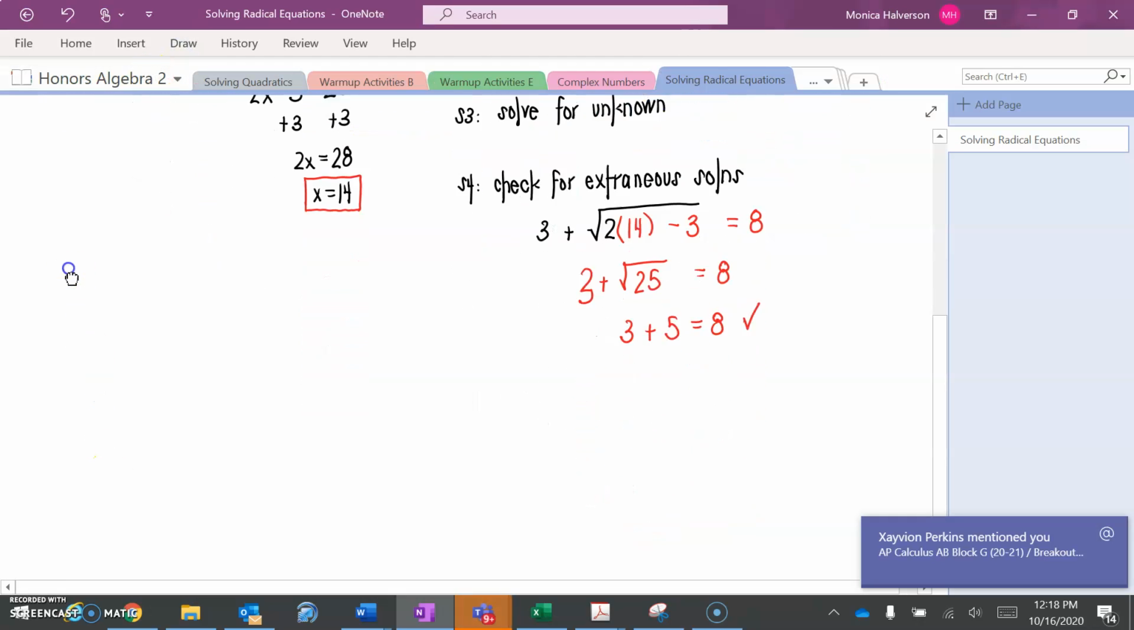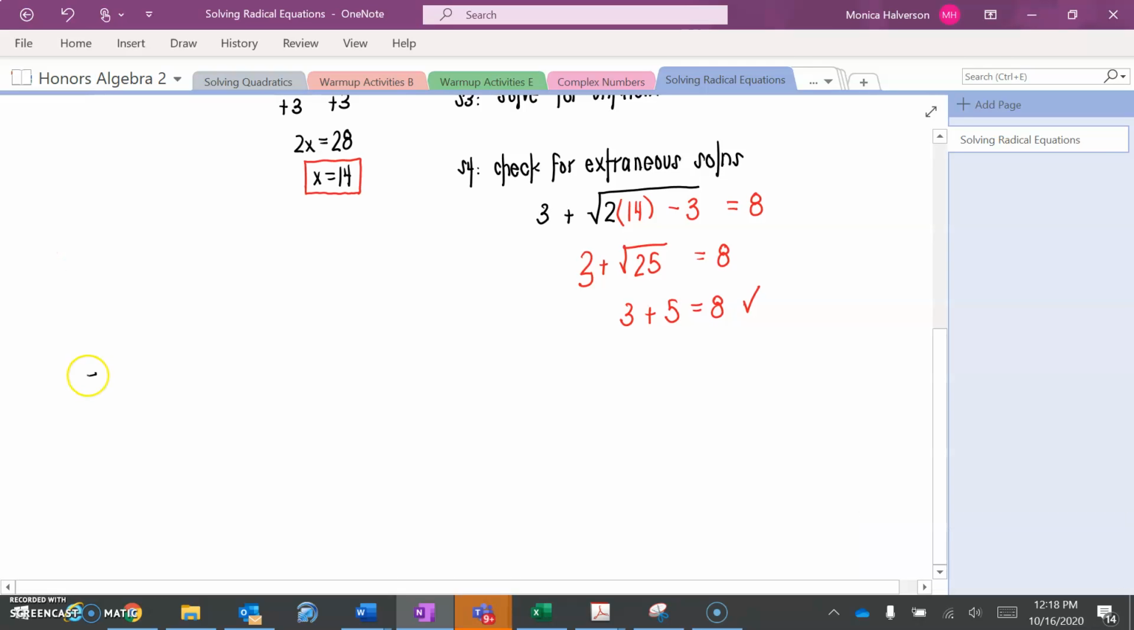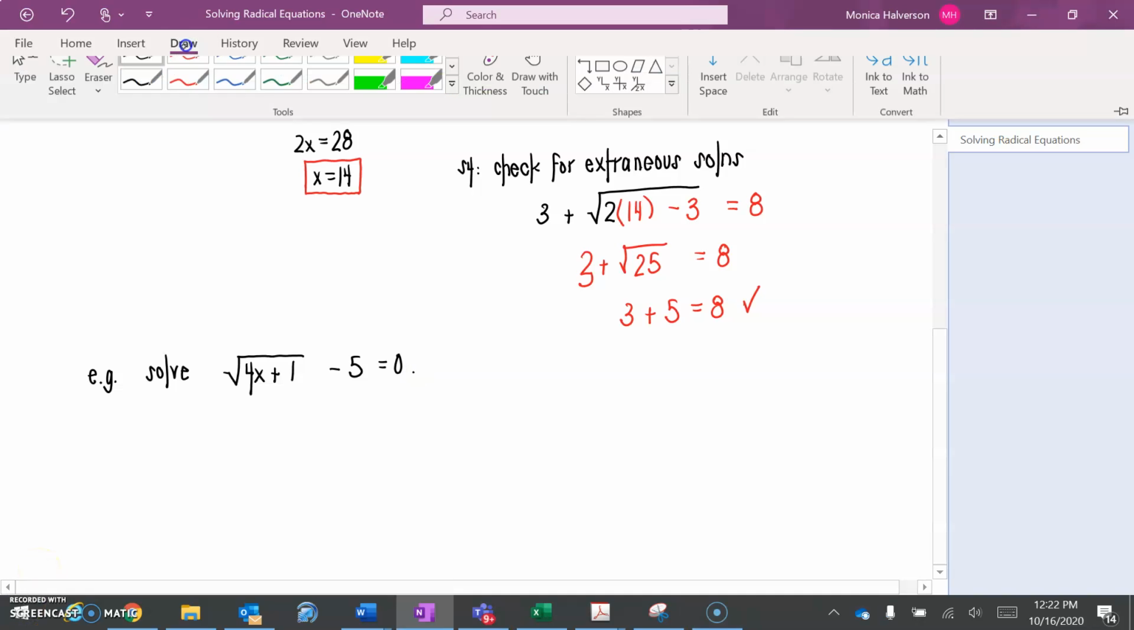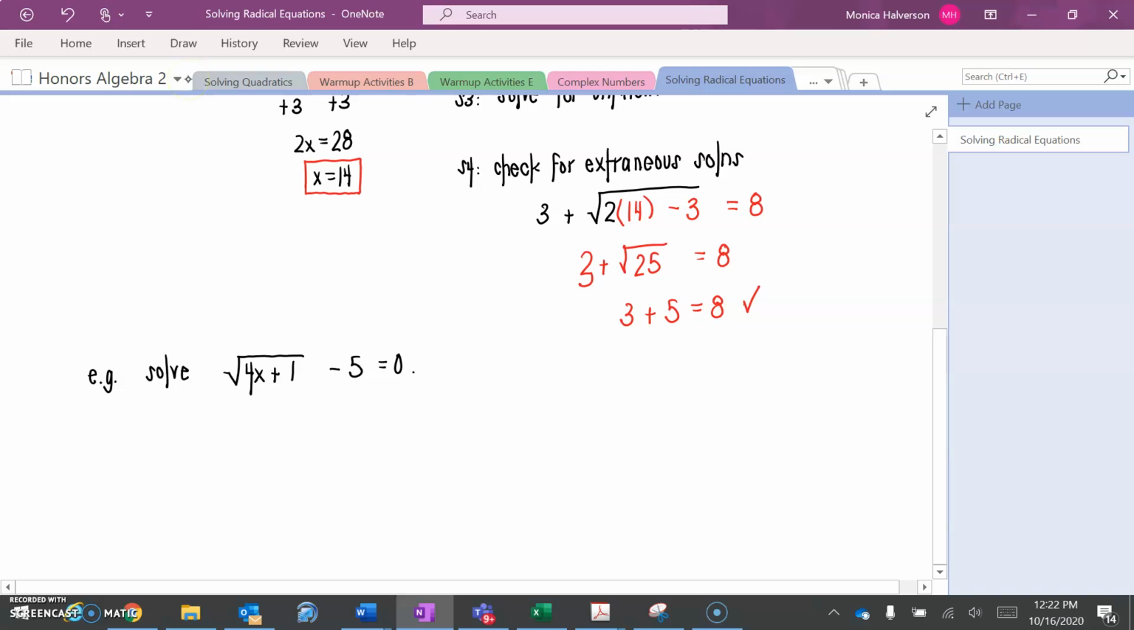One on your own. All right. Go ahead and solve the square root of 4x plus 1 minus 5 equals 0. So if you did this problem correctly, the first thing you would have done is added 5 to both sides and get the square root of 4x plus 1 equals 5.